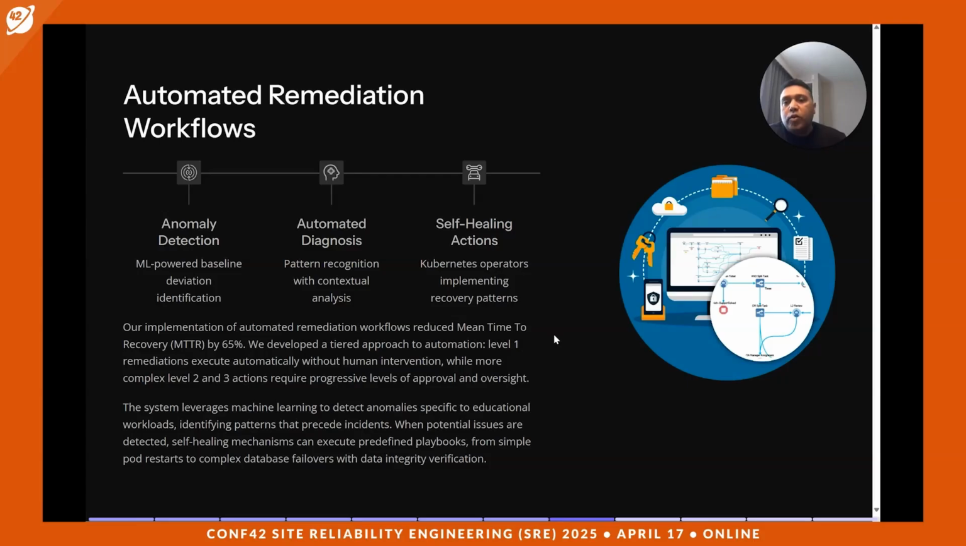Our implementation of automated remediation workflows reduced mean time to recovery, which is MTTR, by 65%. We developed a tiered approach to automation. Level 1 remediations execute automatically without human intervention, while more complex level 2 and level 3 actions require progressive levels of approval and oversight. The system leverages machine learning to detect anomalies specific to educational workloads that precede incidents.